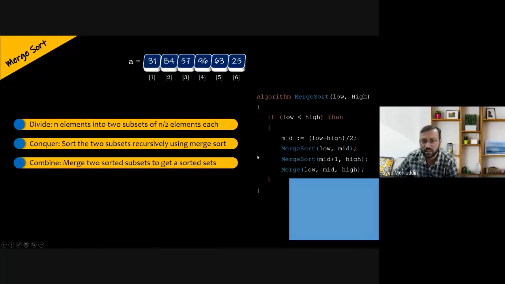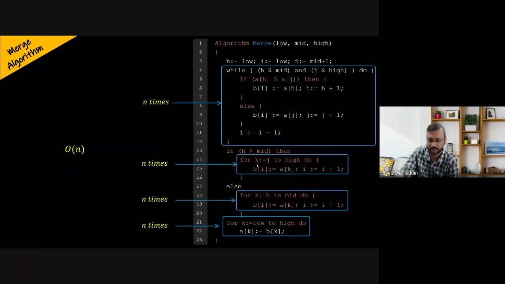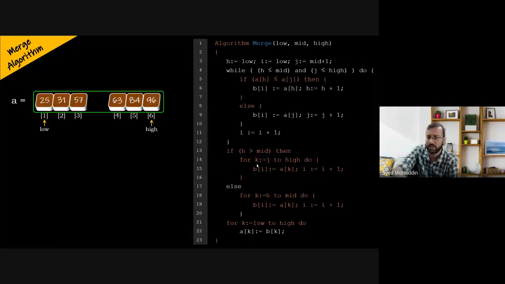We can implement merge sort easily, but the actual work lies in merge. That is the algorithm we have seen in the previous slide. This is the heart, the main computation part.